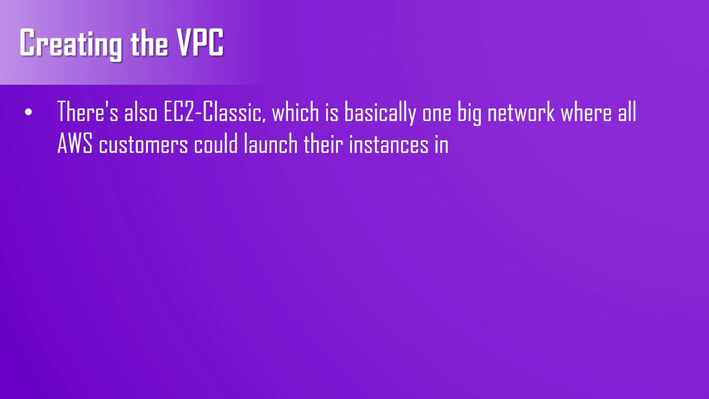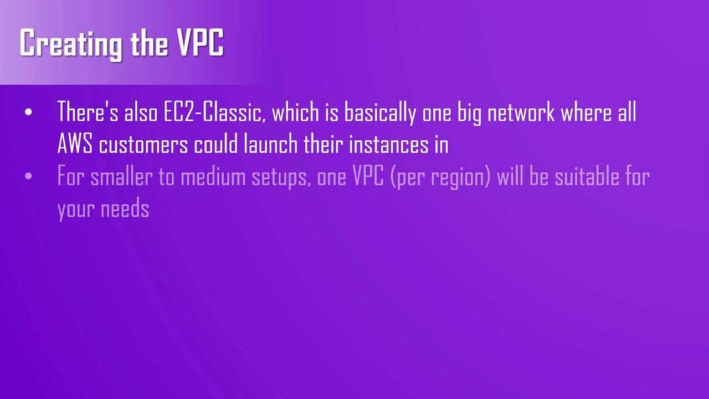Some cloud providers like DigitalOcean don't have something like the VPC. It looks much more like EC2 Classic, where you have just one big network, and if you don't set your firewall right, then someone in the internal network might be able to access some of your services, even if they are not supposed to. VPC is much better, because it's your own network. It's completely isolated from other customers' networks. For smaller to medium setups, one VPC per region will be suitable for your needs.